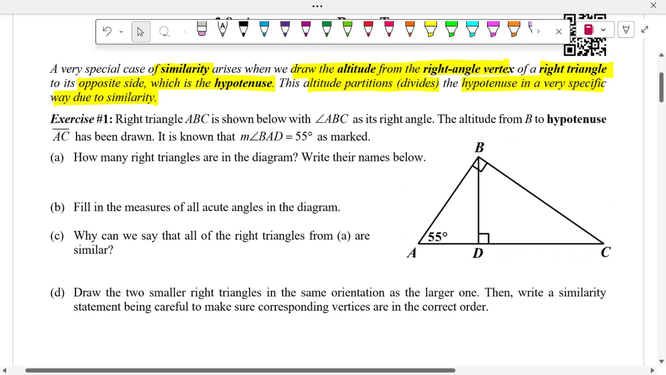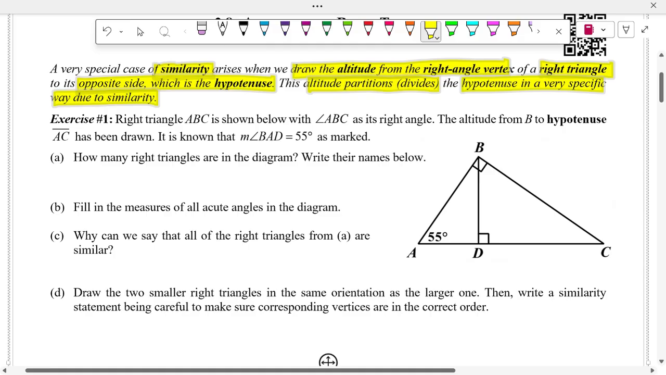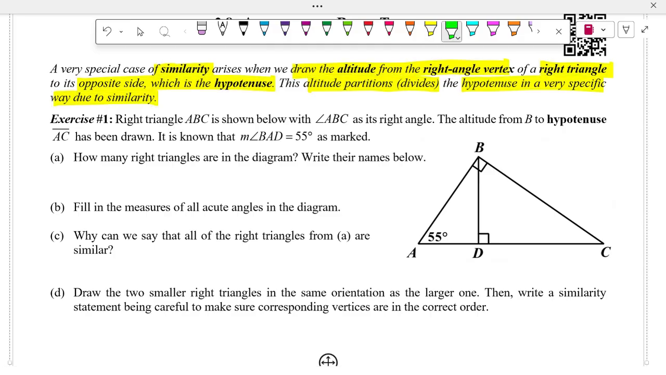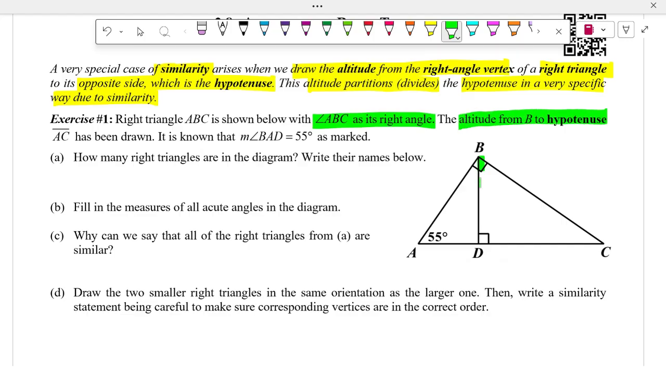So here's how it works. If you have the right triangle ABC, where angle ABC is the right angle, which they already marked for us right here, they drew an altitude from B to the hypotenuse. So AC has been drawn. And the angle BAD 55 is marked. Now, here's the question. How many right triangles are in this diagram total?